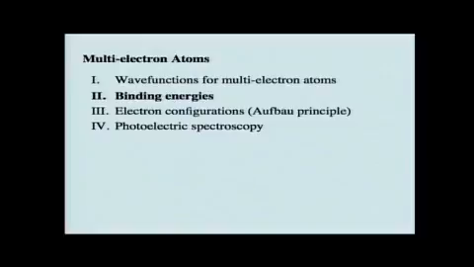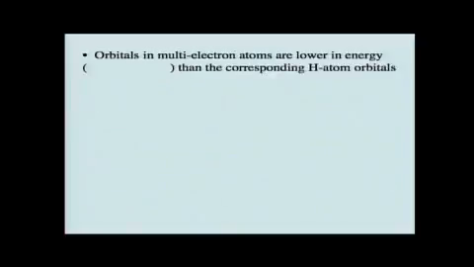So let's now take a look at the energies. We looked at the wave functions. We know the other part of solving the Schrodinger equation is to solve for the binding energy of electrons to the nucleus. So let's take a look at those.